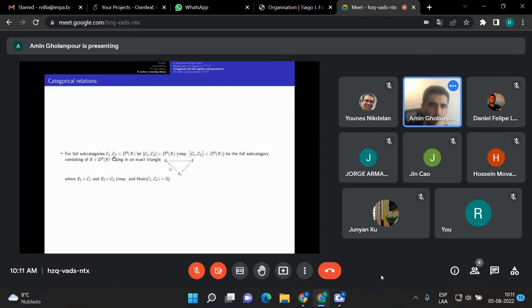All right, to talk about the categorical relation, let's fix some notation. For any two full subcategories C1 and C2 in the derived category, define the bracket ⟨C1, C2⟩ and the double bracket ⟨⟨C1, C2⟩⟩ to be full subcategories consisting of objects E that fit into these exact triangles, in which E1 comes from C1 and E2 comes from C2. And in the double bracket case, we have no non-trivial homomorphism from objects in C1 to objects in C2.